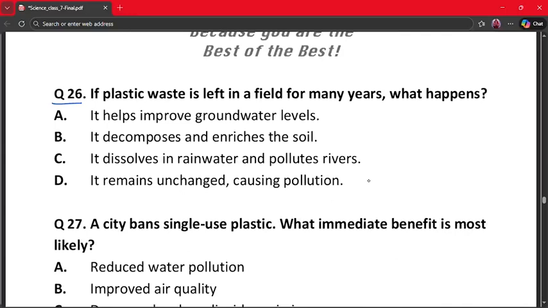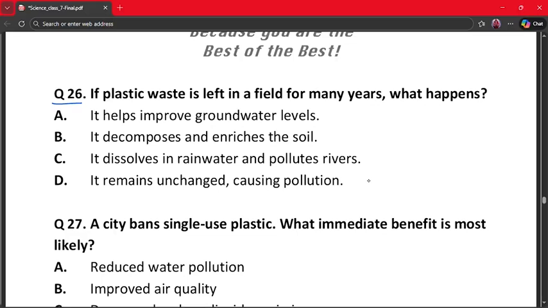If plastic waste is left in a field for many years, what happens? A. It helps improve groundwater levels. B. It decomposes and enriches the soil. C. It dissolves in rainwater and pollutes rivers. D. It remains unchanged, causing pollution.